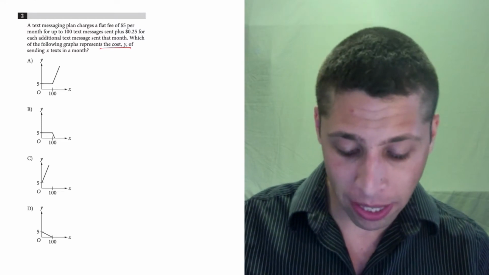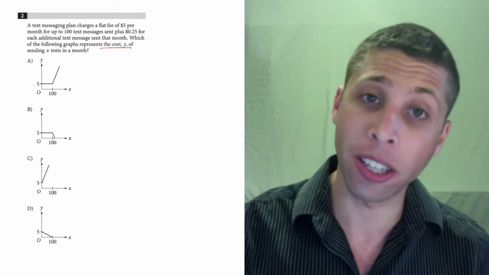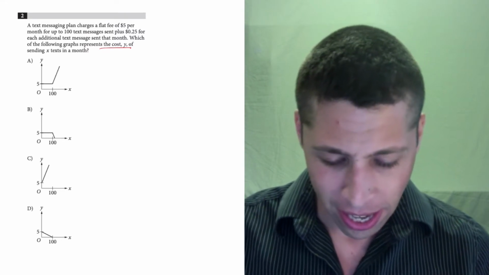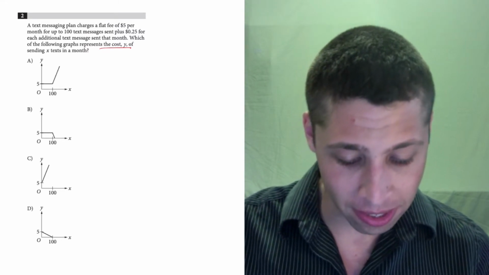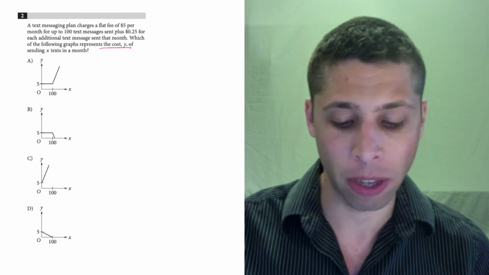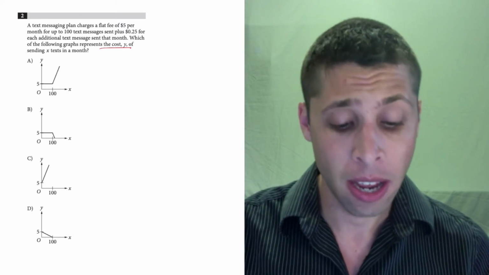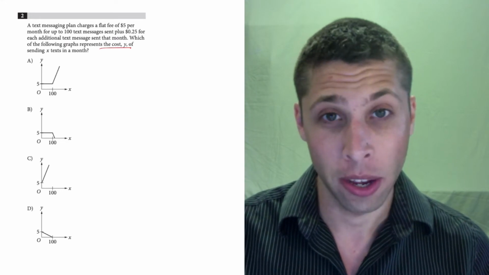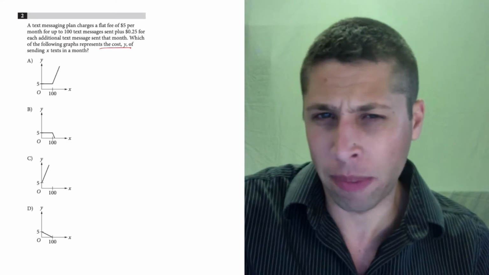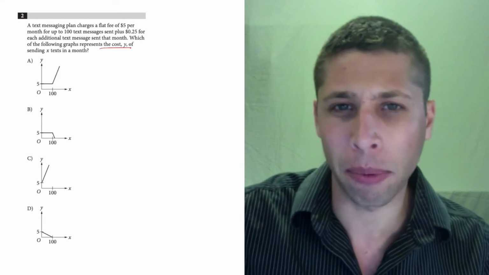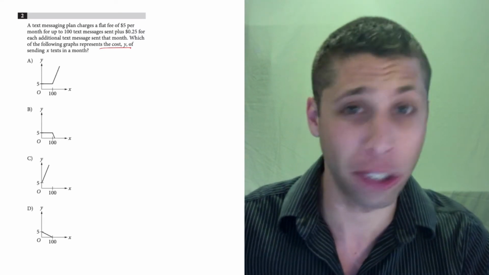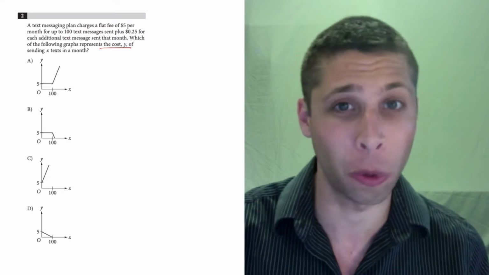And so that tells me that I can look at the Y-axis, look at what the line is doing, and understand how the cost is changing. And if you think about what the story says, it's a flat fee of $5 per month for up to 100 text messages sent, plus 25 cents per each additional text message sent that month. So it makes sense that the bill goes up, right? As you text more, you pay more. That's just logical in the real world, and that's what the story is saying.